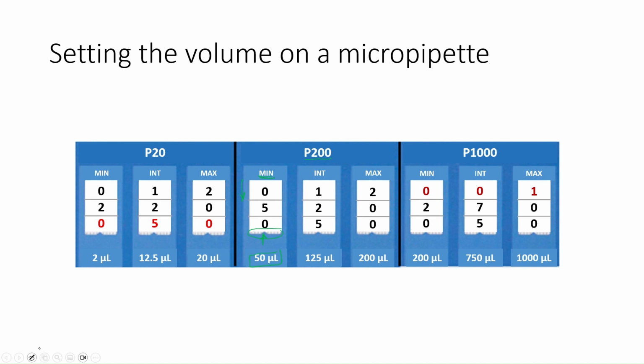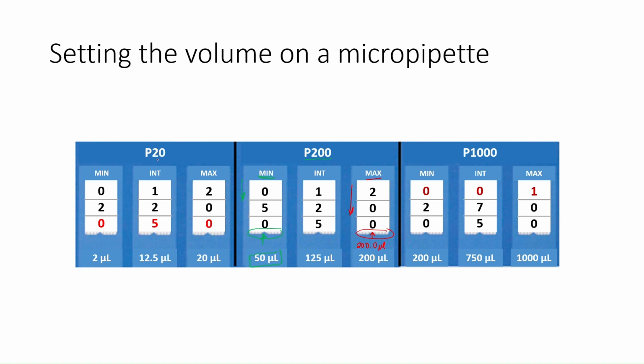So reading the P200 is fairly straightforward. You can simply read the digits going down. You can add an extra decimal place using the lines on the bottom. So in this case, the maximum volume, you have 200, that's 200 microliters. You're exactly on the 0.0, so you're 200.0 microliters.